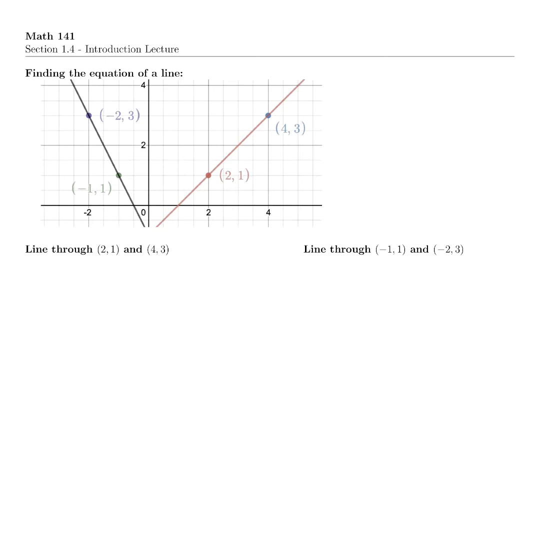This is the introductory lecture to section 1.4. We have two ideas to talk about. The first idea is finding the equation of a line.